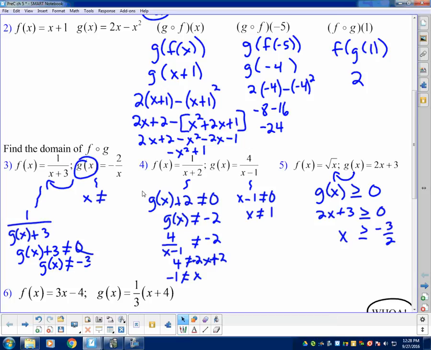So the domain, set of all x such that x is greater than or equal to -3/2. My fancy bracket too, kind of sloppy there. Yeah. Good. Thanks.